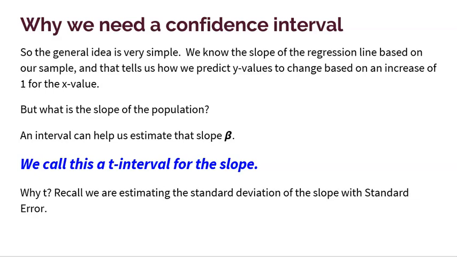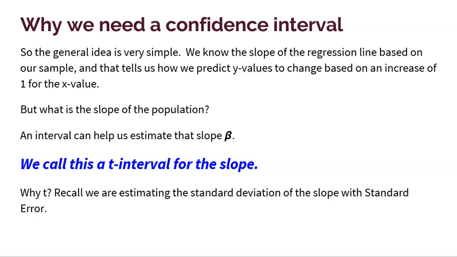So the general idea is very simple. We know the slope of the regression line based on our sample. That tells us how we predict y values to change based on an increase of one x value. But what is the slope of the entire population? How do we expect all of the y values to change based on the increase of one value for x for the population, not just my small sample?